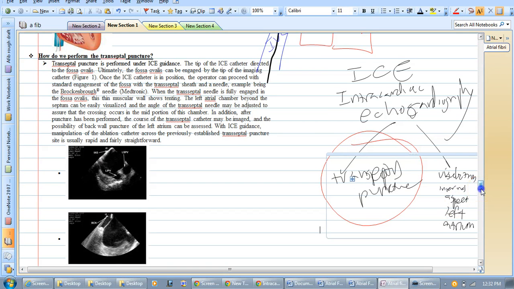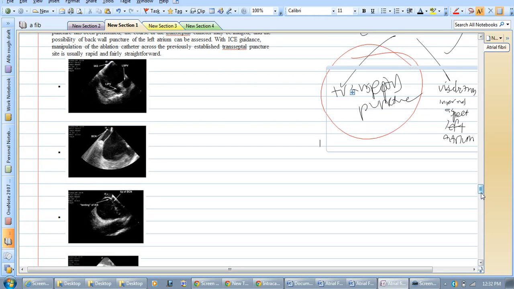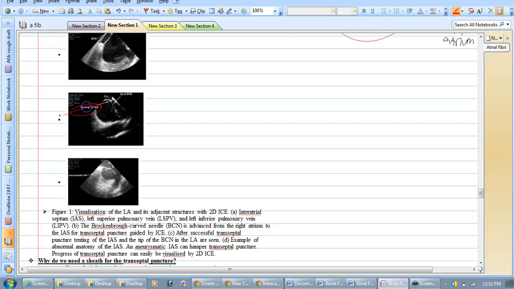So let's show some images of what this is going to look like. IAS is going to be our septum. Here's my left atrium, left superior pulmonic vein, left inferior pulmonic vein. Now the buzzword that you'll hear a lot of EPs talk about is something called tenting of the IAS. And that's how you know you have good engagement of the septal wall.